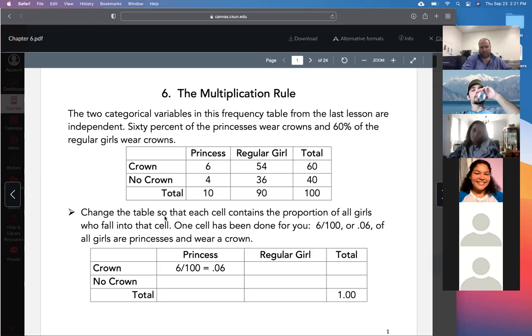So we're making a new table now, so that each cell contains the proportion of all girls who fall into that cell. One cell has been done for you. We know there's 100 girls in total. 6 of them are princesses who wear crowns, so 6/100 or 0.06. So what would be the number that we would put into this one over here?